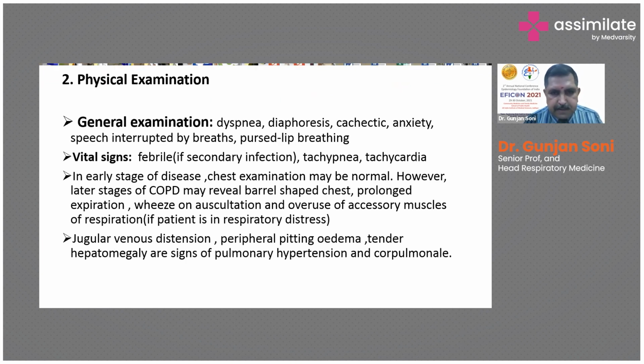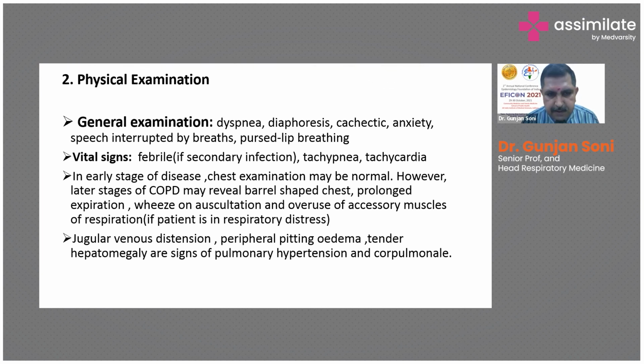Now, the general examination: the patient will have breathlessness on exertion. He will have diaphoresis. He will be lean and thin. I told you that there will be an increase in respiratory activity. He will be anxious, his speech will be interrupted by breath, and he will have pursed lip breathing, because pursed lip breathing helps the breathing process of the patient. So he will try to have pursed lip breathing. You will see that he will be tachypneic and tachycardic.